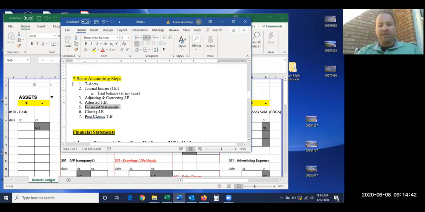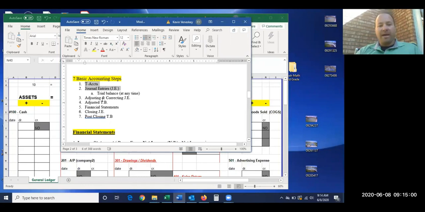These first 2 are the day-to-day activities. These are what companies do every single day whenever there's a business transaction. You've got to note it in your T accounts, and you've got to do the journal entry. And we're going to talk about both of those in our next class session.